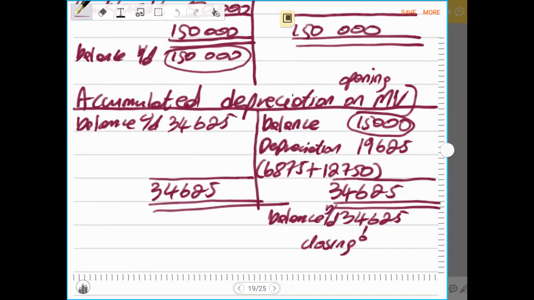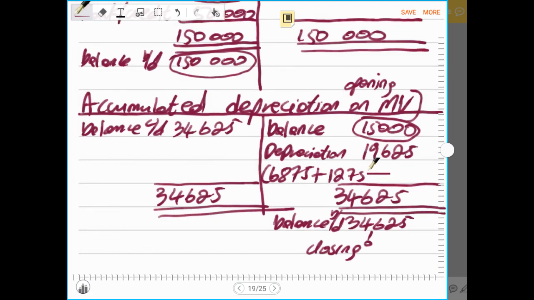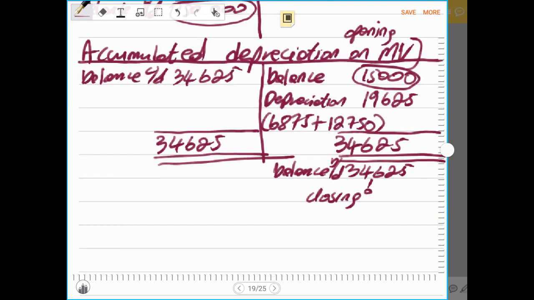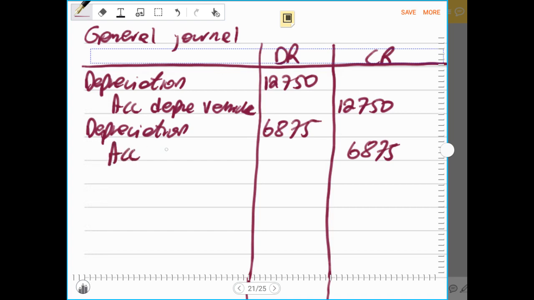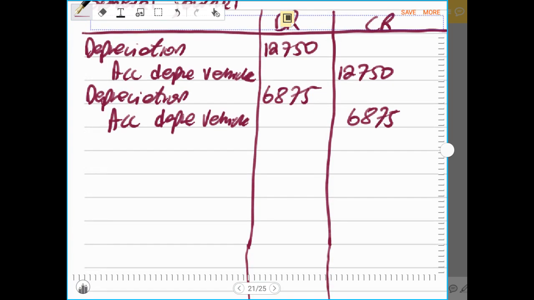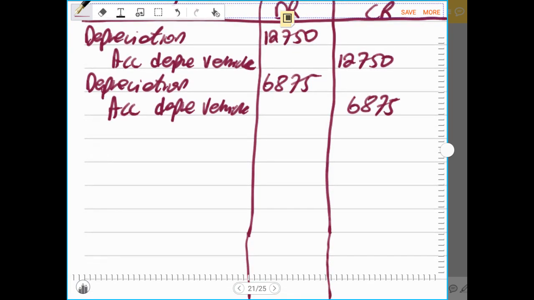Let us check, did we really calculate that 12,750? Yes, there we had 12,750 rands in the ledger account. That was the depreciation for the old vehicle. So now that is the first depreciation that we record. Then we record the second depreciation, which is still a depreciation on vehicles. Then we debit depreciation once again with an amount of 6,875 rands. Contra entry still becomes accumulated depreciation on vehicles. So now we have recorded depreciation for the new vehicle and for the old vehicle.